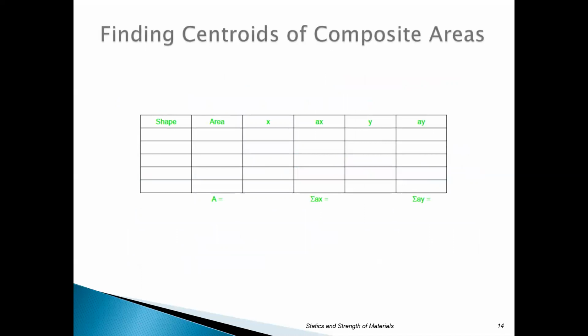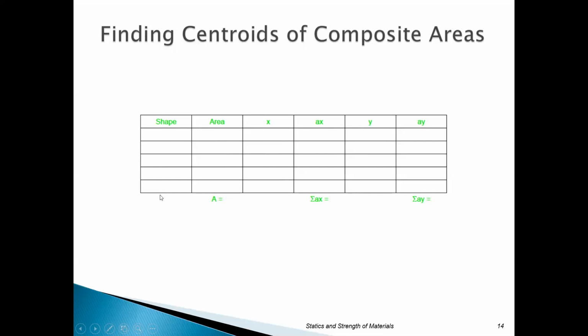All right, so we construct this table, and this table is broken down into the shape that you're considering, the area of each shape, respectively. X is the distance from the origin to that shape's YY centroidal axis, and then you would take the area times the X and put that in this column. And then you're going to have the Y distance, which is the Y bar distance from that shape's origin to that point. Then you multiply the area times that.